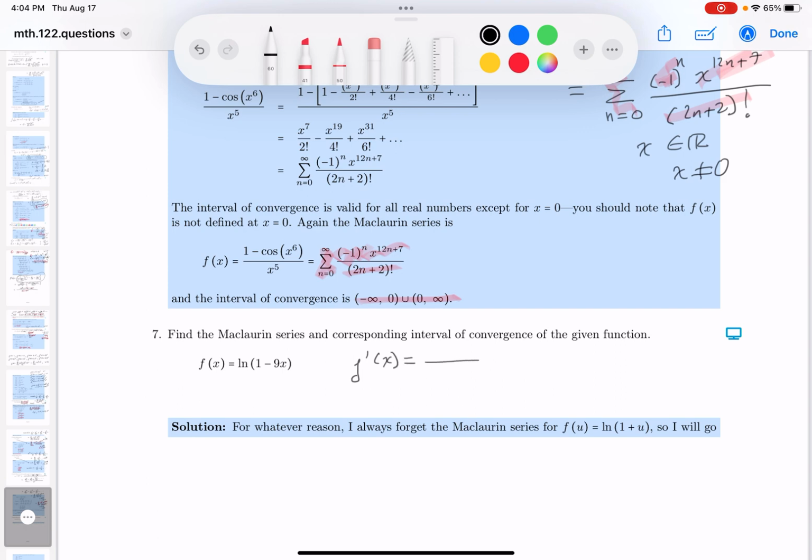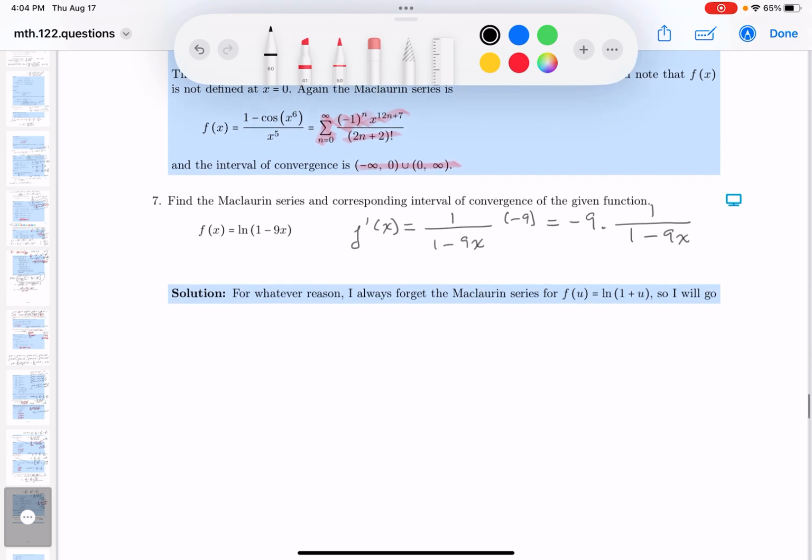And what do you get? You get 1 over 1 minus 9x times minus 9. Wow, that's geometric, isn't it? Let's write this over here. Minus 9, and then you're going to get, I'll write this a little differently, 1 minus 9x. And I could definitely write a series down for that.